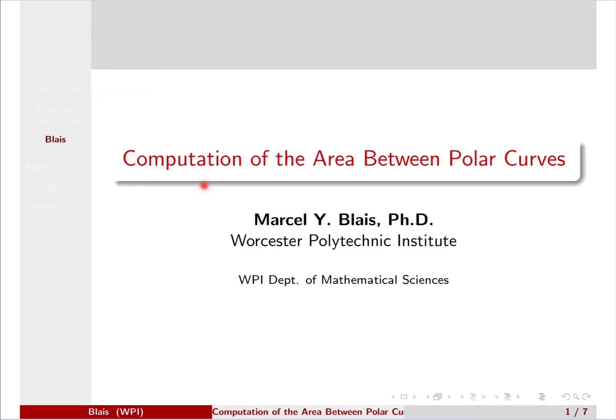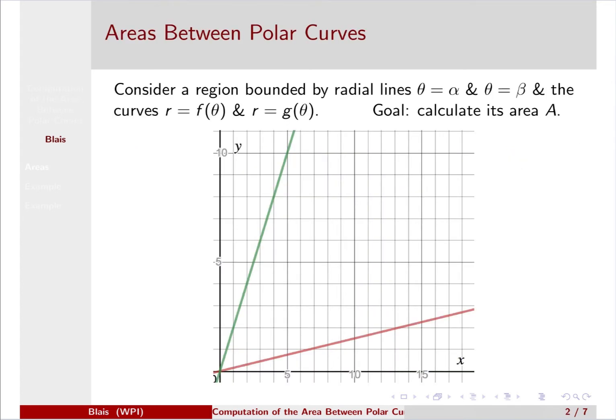In this lecture, we will be covering the topic of computation of area between polar curves. So we will be thinking about a region bounded by radial lines, theta equals alpha, and theta equals beta. And then we will have two polar curves, r equals f of theta and r equals g of theta.